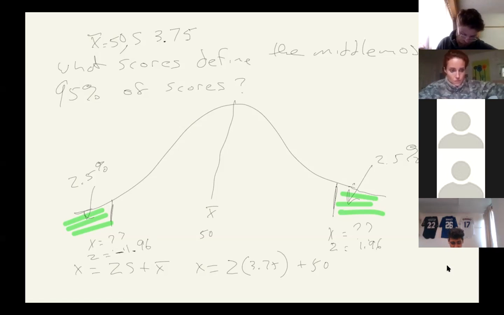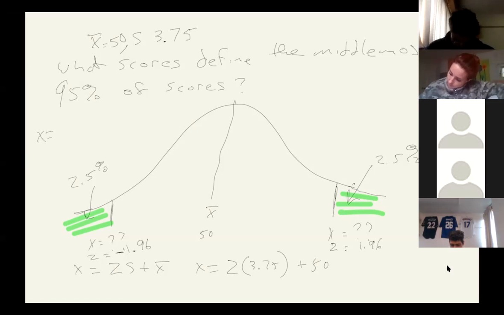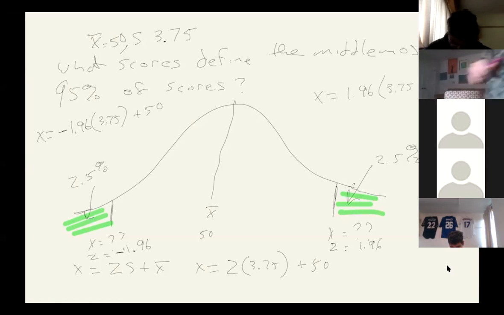I'm sorry for crowding this in here. I should have shrunk the screen so I could fit more. So I'm going to do the math for each one of these up around the curve. So x equals negative 1.96 times 3.75, get that and add it to 50. And over here, x equals 1.96 times 3.75 and add it to 50. You guys work on that one and tell me what you get, and then we will have the answer to the question.